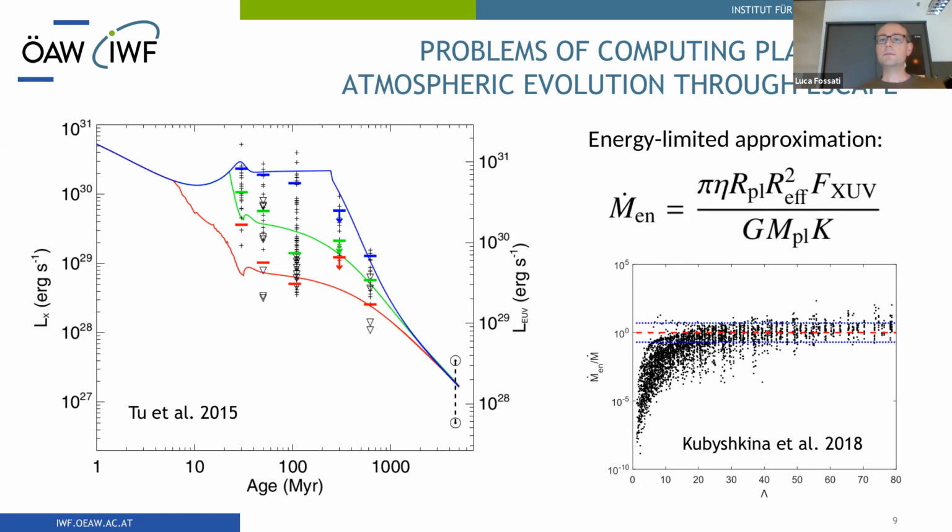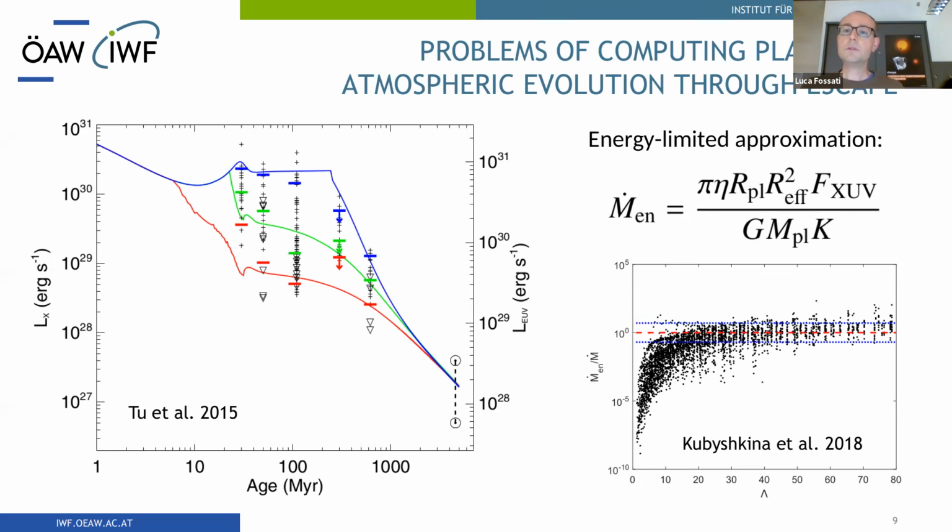The second problem is instead more, let's say, computational. So computing mass loss rates is extremely complicated in theory. It requires hydrodynamic simulations, and hydrodynamic simulations are very time consuming, and therefore it is not really possible to use them to do atmospheric evolution studies.